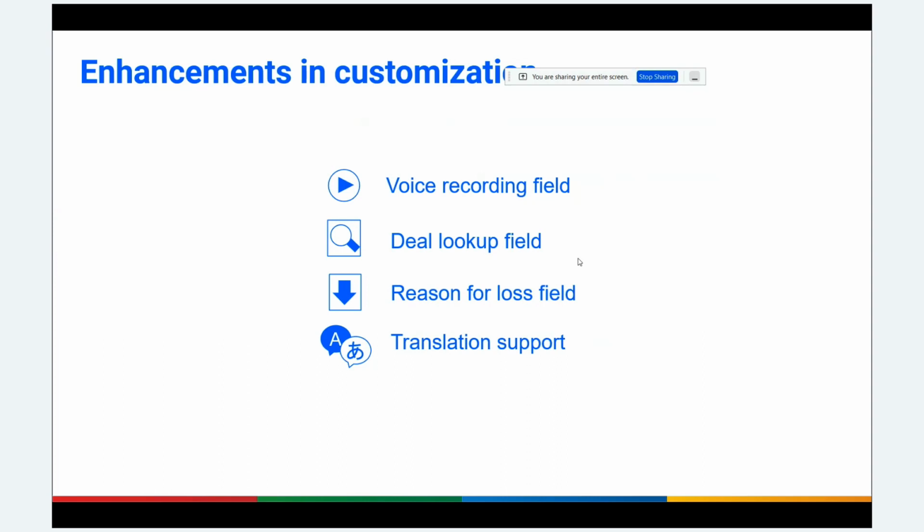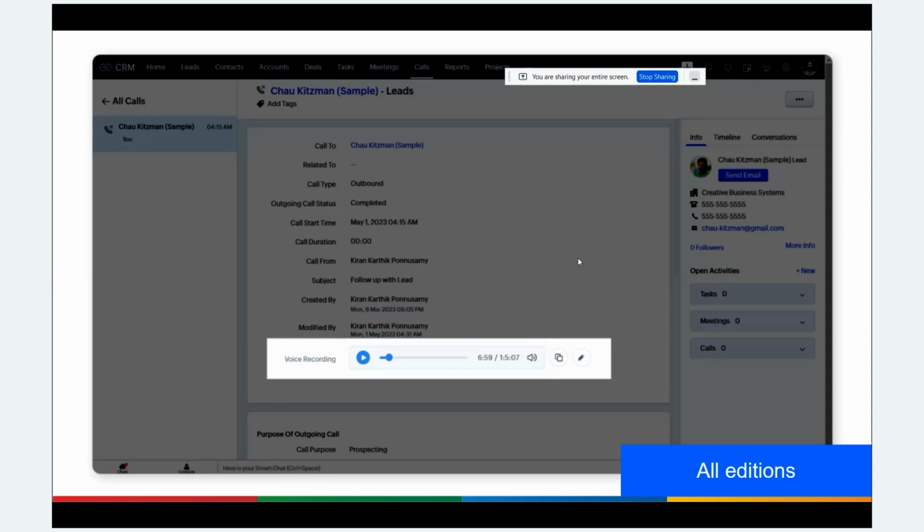Now we've come to the last section, which is enhancements in customization. Basically, some new fields, some changes in existing fields, and an improvement in translation support. So let's dive in. We have a voice recording field added to the calls module in Zoho CRM.